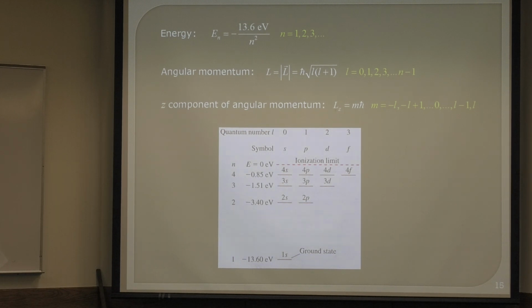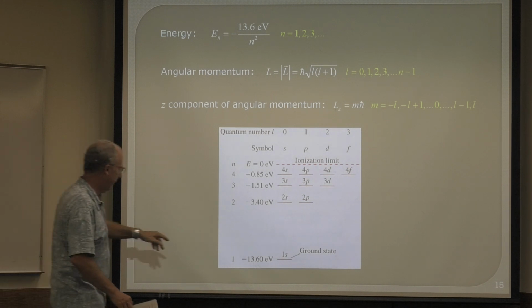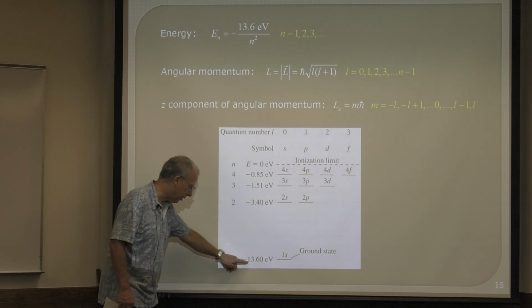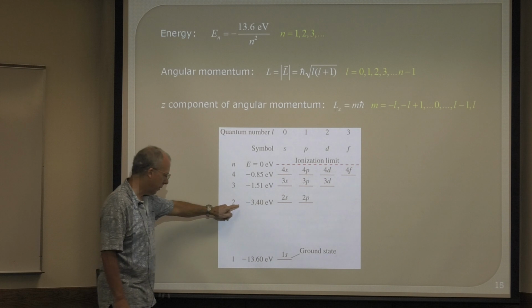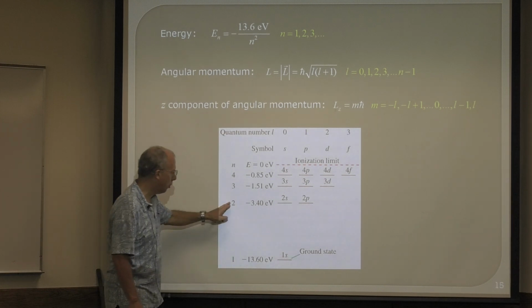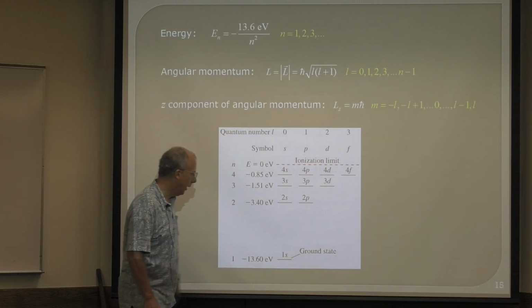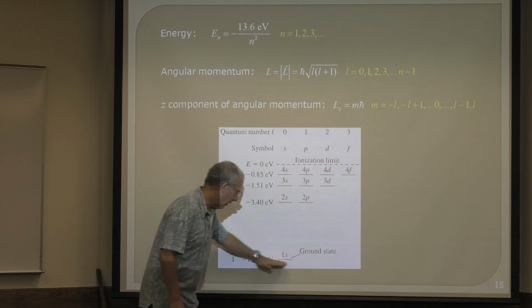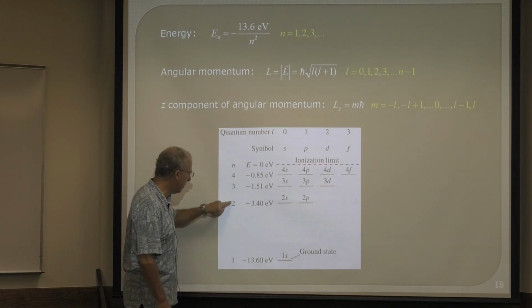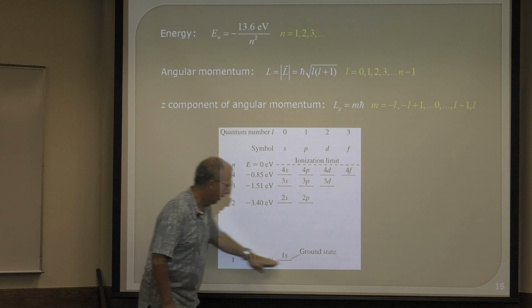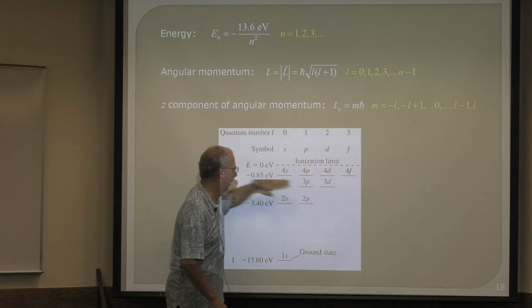Let's consider the hydrogen atom. So this is it. Again, there's the ground state, minus 13.6. The next one is minus 13.6 divided by 2 squared, which is minus 3.4. And again, you see that the energy only depends on the principal quantum number n, right? There's no splitting or anything like that. Okay.